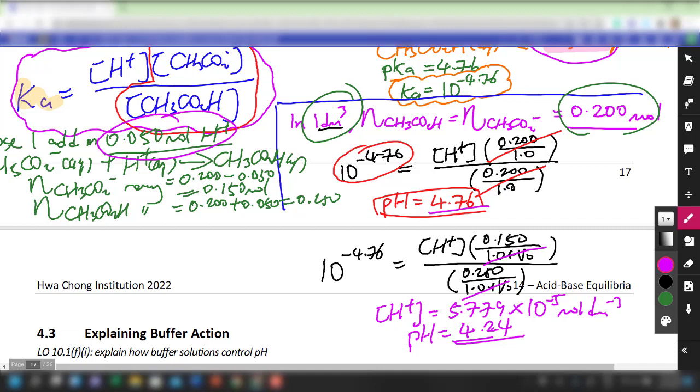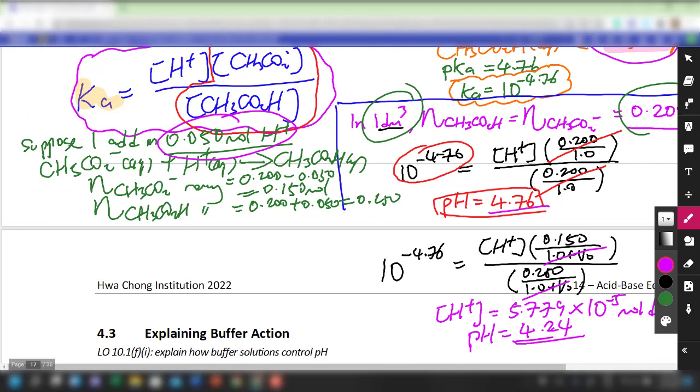In case you might be wondering what is going to happen if the solution is not a buffer, we can easily do that by mathematics. Let's say you add in 0.05 moles of H+ to 1 dm cube. Therefore the concentration of H+ would be 0.050 moles per dm cube.